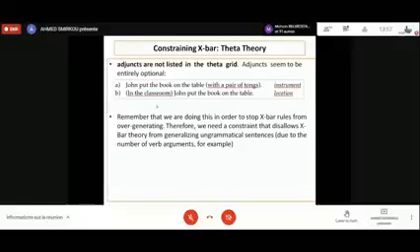Okay, so remember that we are doing this in order to stop exploit rules from over-generating sentences that are ungrammatical. Therefore, we need a constraint that disallows exploit theory from generating ungrammatical sentences due to the number of verb arguments, for example. So the main point we are discussing today is that exploit theory is able to generate sentences where the verb has more arguments than it requires. We need to stop this.